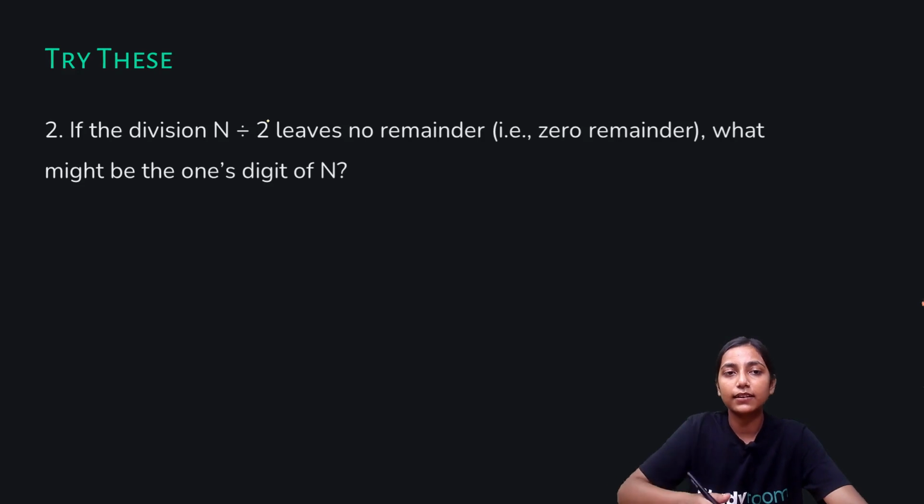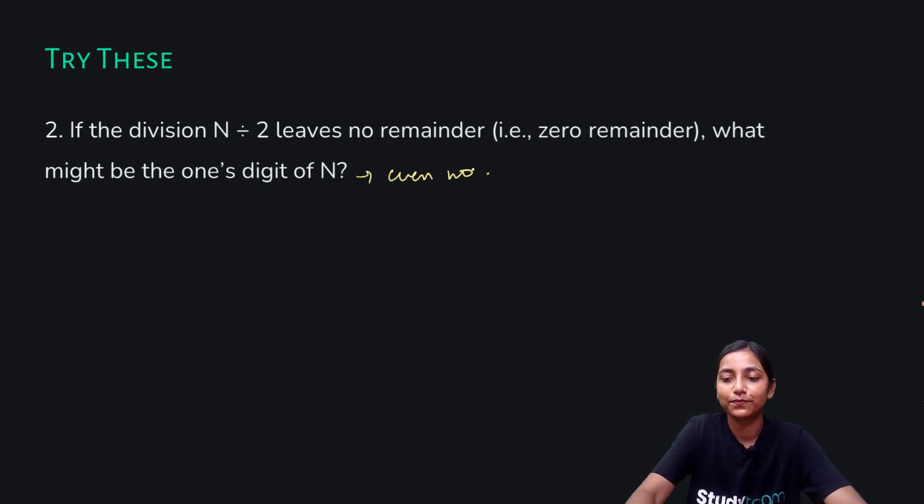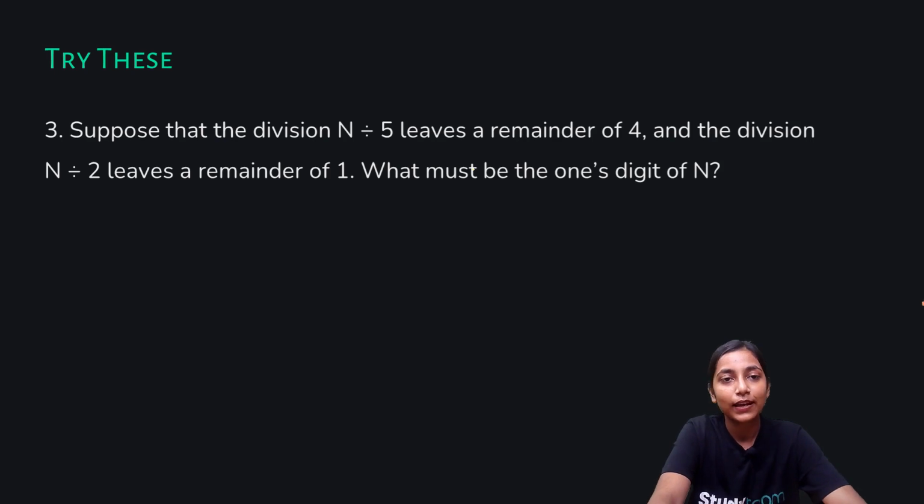Now we have that the division n divided by 2 leaves no remainder. That is 0 remainder. What might be the ones digit of n? I have already told you, it will be an even number: 2, 4, 6, 8, 0.